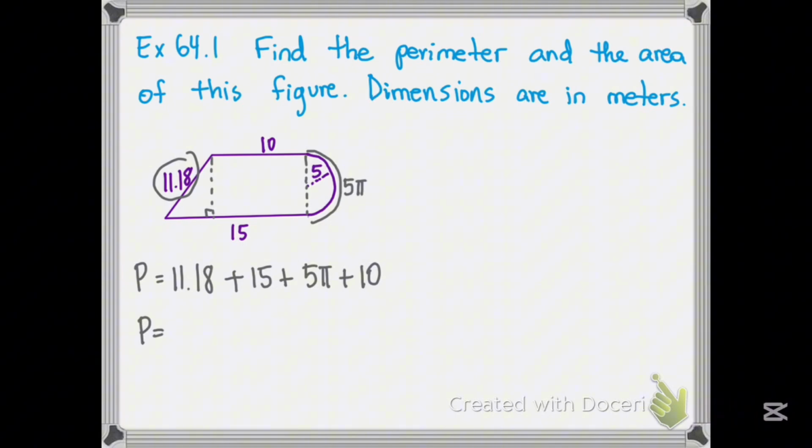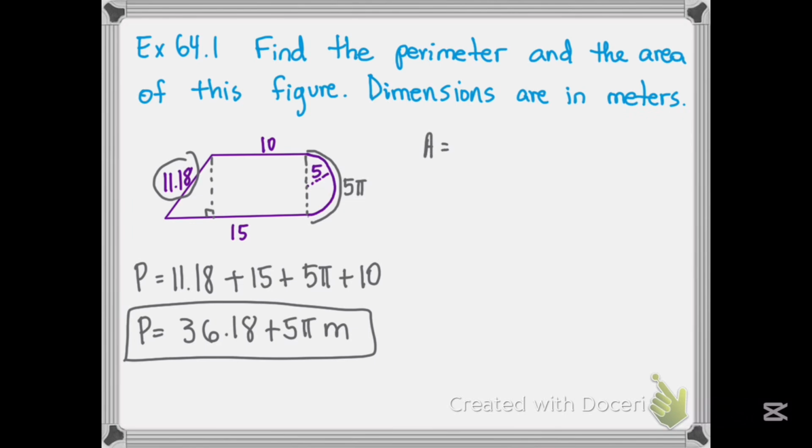So we add the like terms. The like terms are the ones that have pi together and the ones that don't have pi together. So this is 11.18 plus 15 is 26, plus 10, 36.18 plus 5 pi, and the dimensions are in meters, so that's our answer.